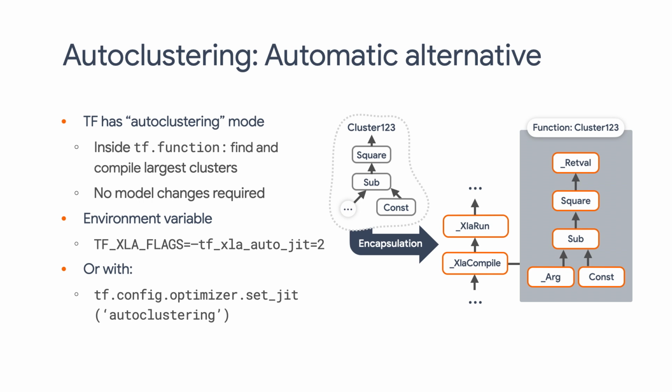For these cases, we have developed the Autoclustering mode, which automatically identifies parts or clusters of the code inside the tf.function which can be compiled. Then the Autoclustering mode outlines these clusters and replaces them with TensorFlow ops invoking the XLA compilation. To activate the Autoclustering mode, either use the environment variable TF_XLA_FLAGS set to --tf_xla_auto_jit=2, or use the tf.config.optimizer.set_jit API.